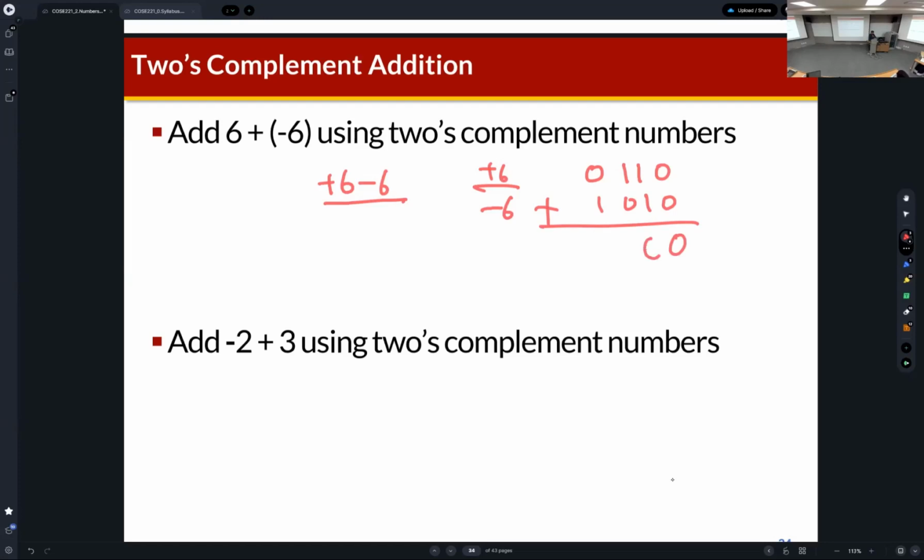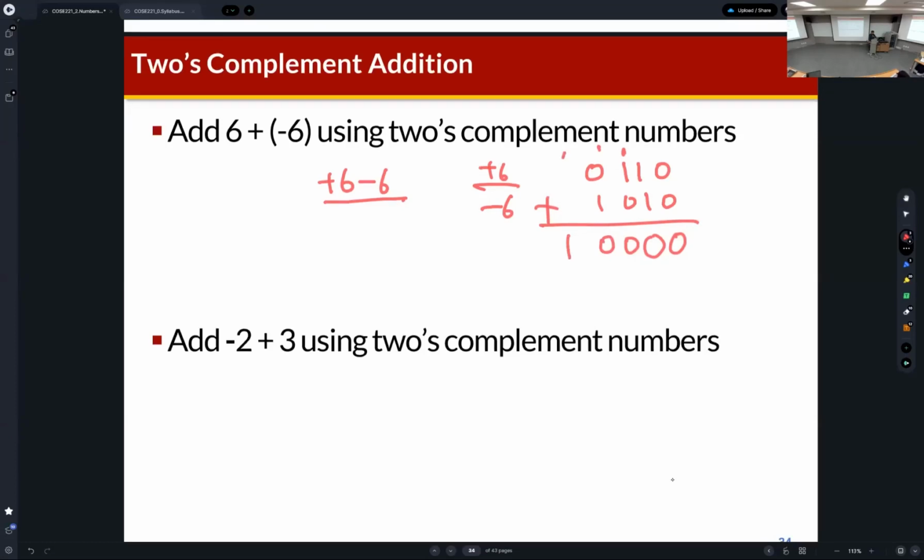1 plus 1 is a 0, and carry is generated. 1 plus 1 plus 0 is also 0, and carry is generated. 1 plus 1 is a 0, and carry is generated. And then this is 1. But the result has also 4 bits. This 1 is just removed, because the result also has 4 bits. So what is the result? The 0, 0, 0, 0 equals 0.